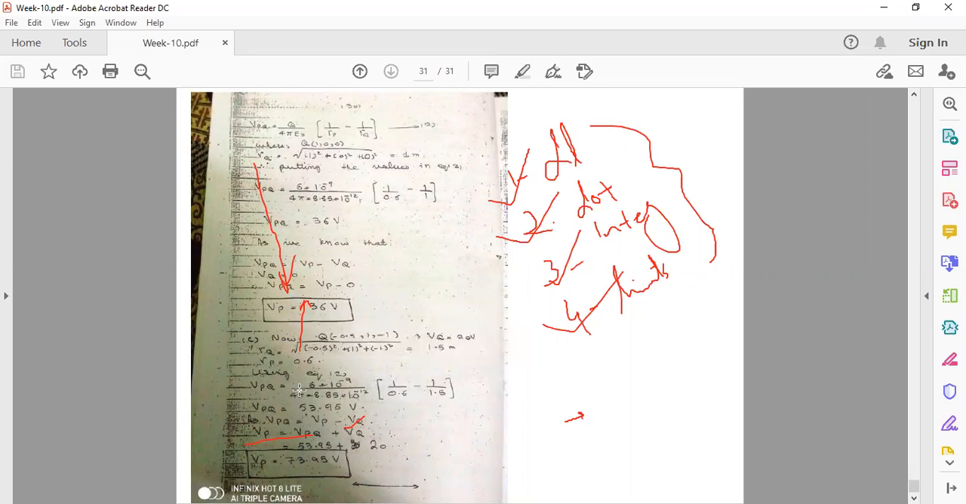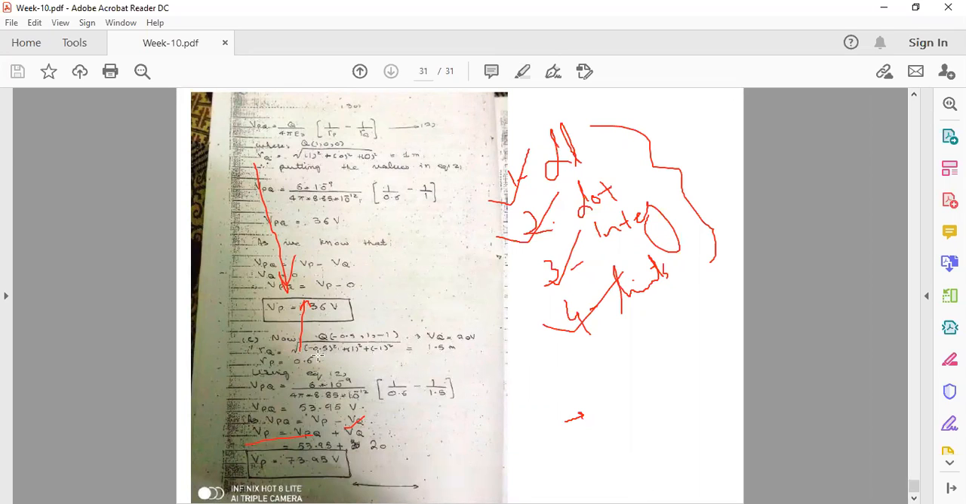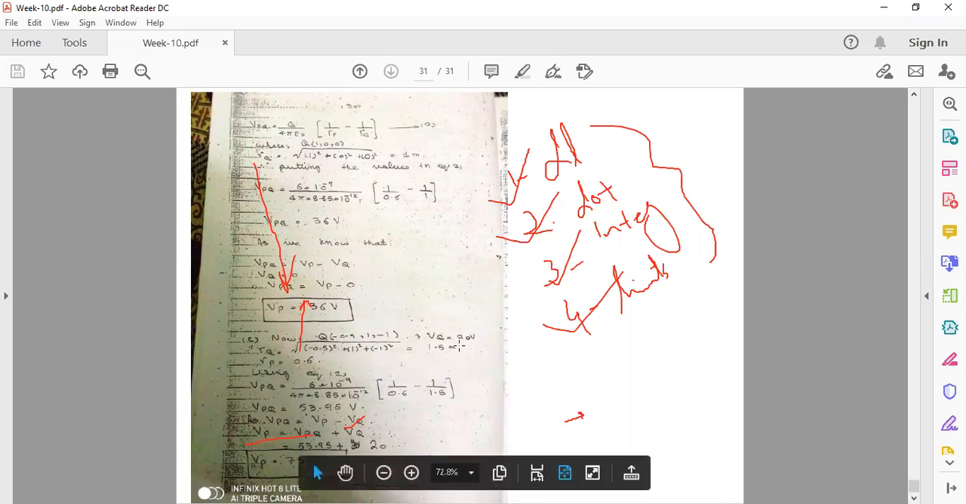Now the same example but with different q values. Here the q values are -0.5, 1, 1. Applying the same method, squaring, summing up and taking the square root, we will get 1.5. Putting the values of rp and rq in equation 2, we will get Vp is equal to 0.